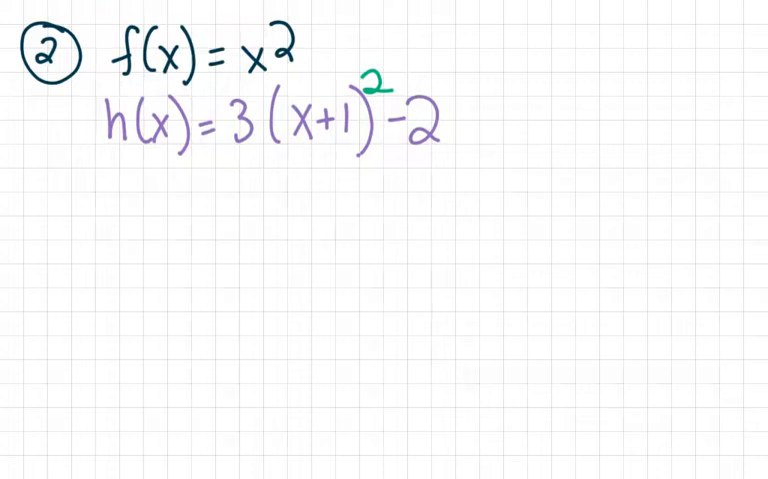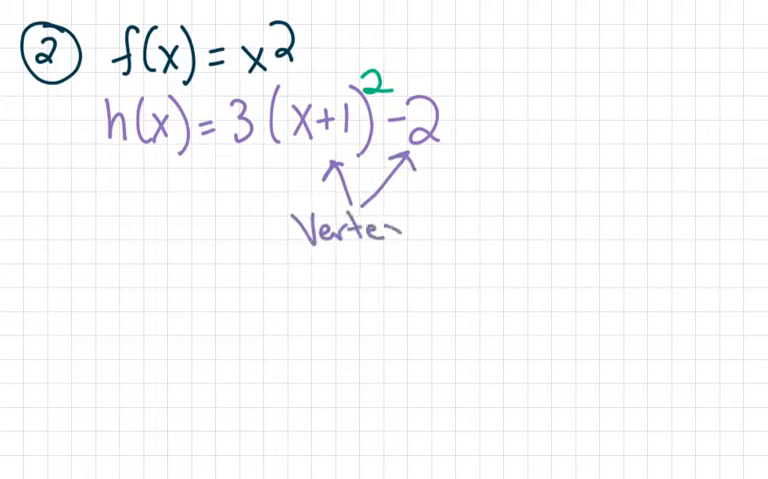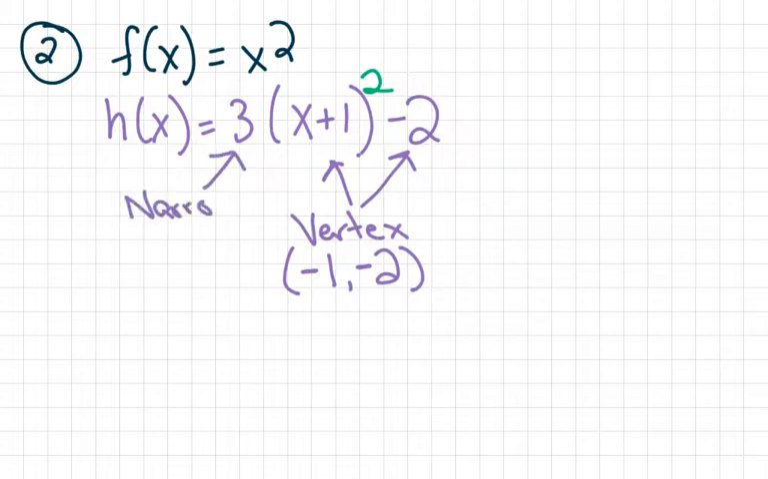So the second one is in our vertex formula. So I'm going to pull these guys. Remember that this guy should be your vertex. In the parentheses, it's the opposite of what it's written. So it should be -1, -2 for my vertex. And then this 3 out in front, we talked about that. That's our a value. And since it's a 3, it's going to make it really narrow.